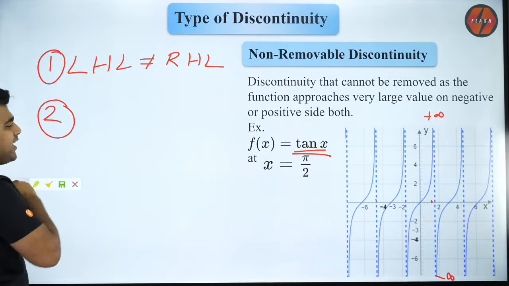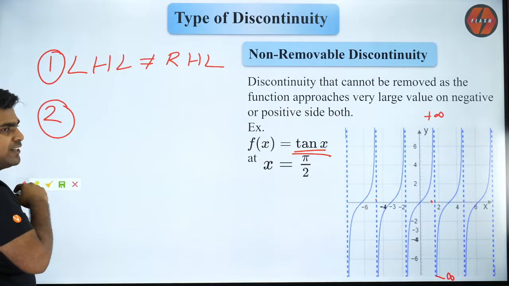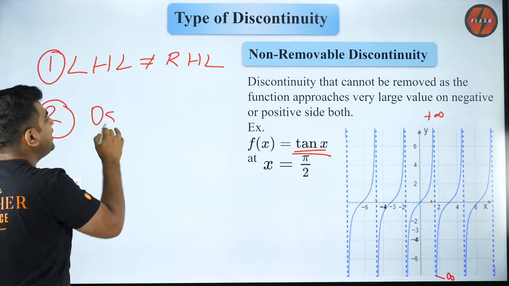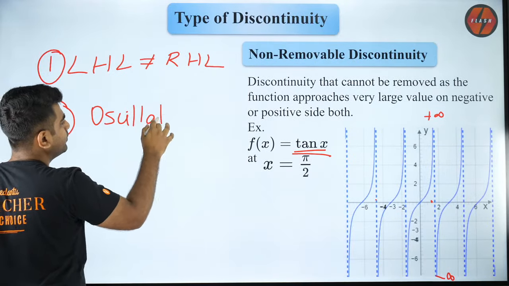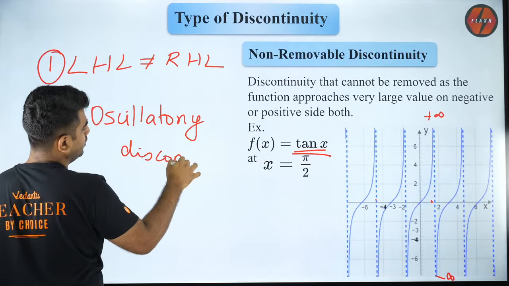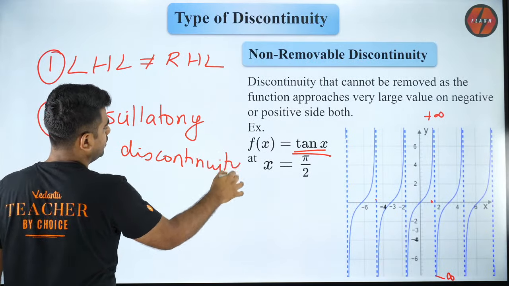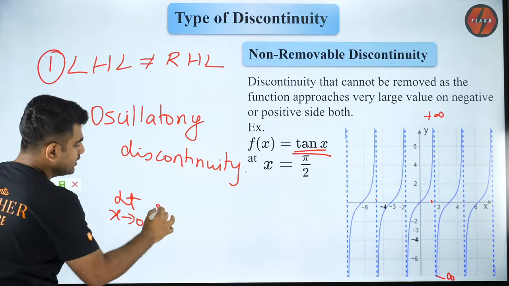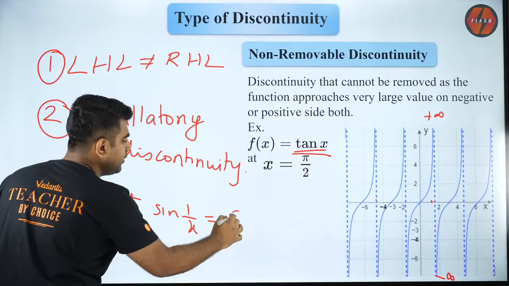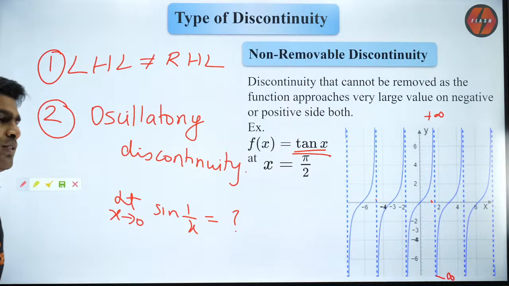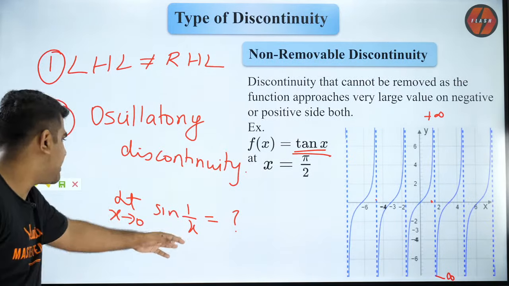There is also a second case. What is the second case? The second case where it can happen is oscillatory discontinuity. For example, limit x tending to 0, sine of 1 by x. Do you think the limit exists? Sine of 1 by x.